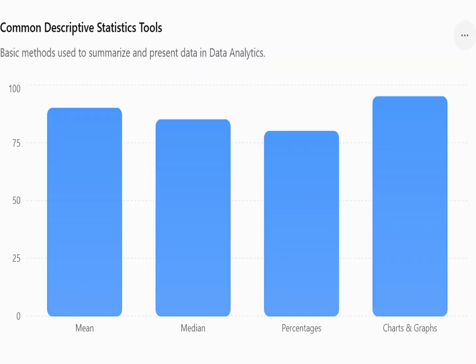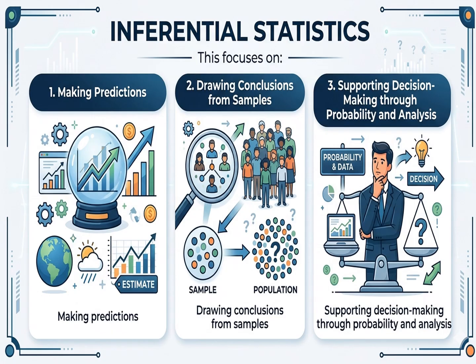Descriptive statistics, which focuses on summarizing and presenting data through mean, median, percentages, and charts and graphs. Inferential statistics, which focuses on making predictions, drawing conclusions from samples, and supporting decision-making through probability and analysis.